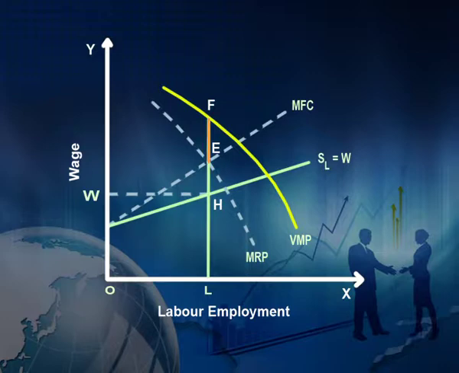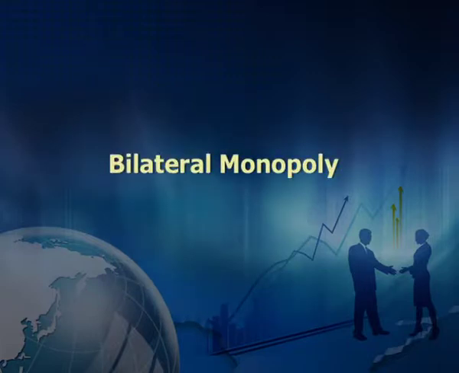But the difference FE between the value of marginal product LF and the marginal revenue product LE is due to the existence of monopoly in the product market. A worker gets FE amount less than his value of the marginal product due to monopoly in the product market. Moving ahead with next topic, that is bilateral monopoly.